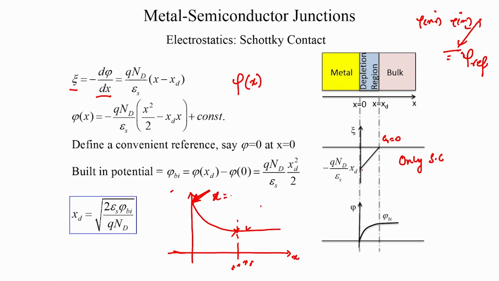So, at x equal to 0 my phi is 0, and I want to know what is phi of x, because if I know phi of x, I know the band bending, I know what EC of x is, because EC of x is going to be proportional to q times phi of x, plus some offsets.